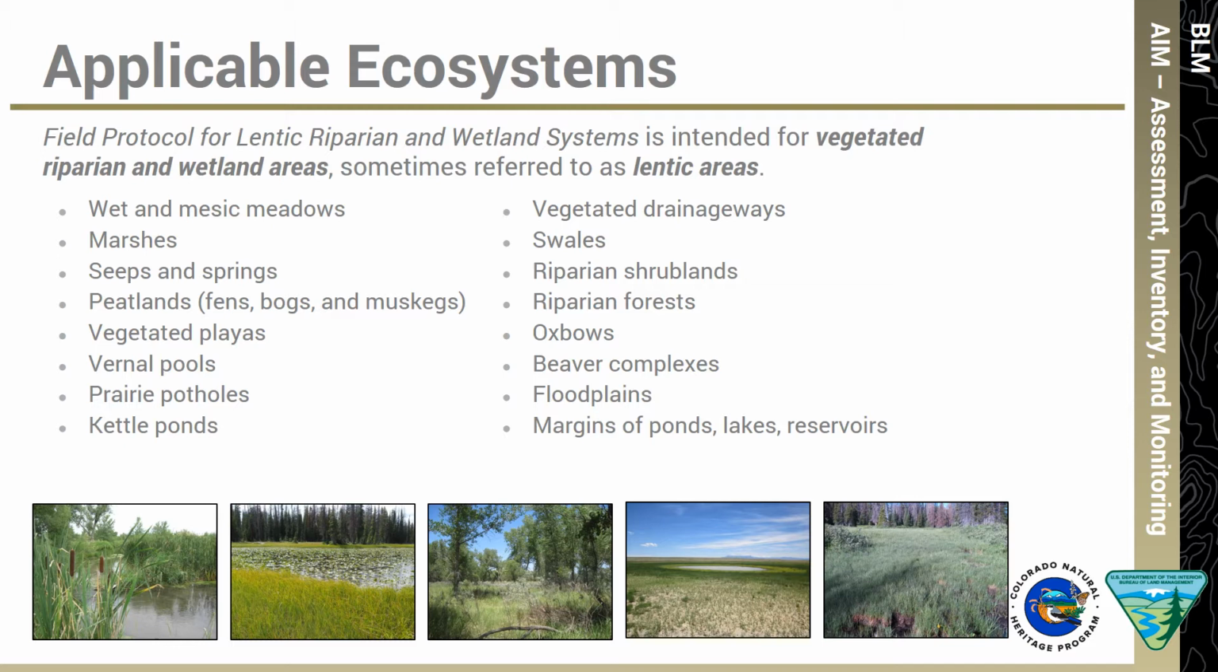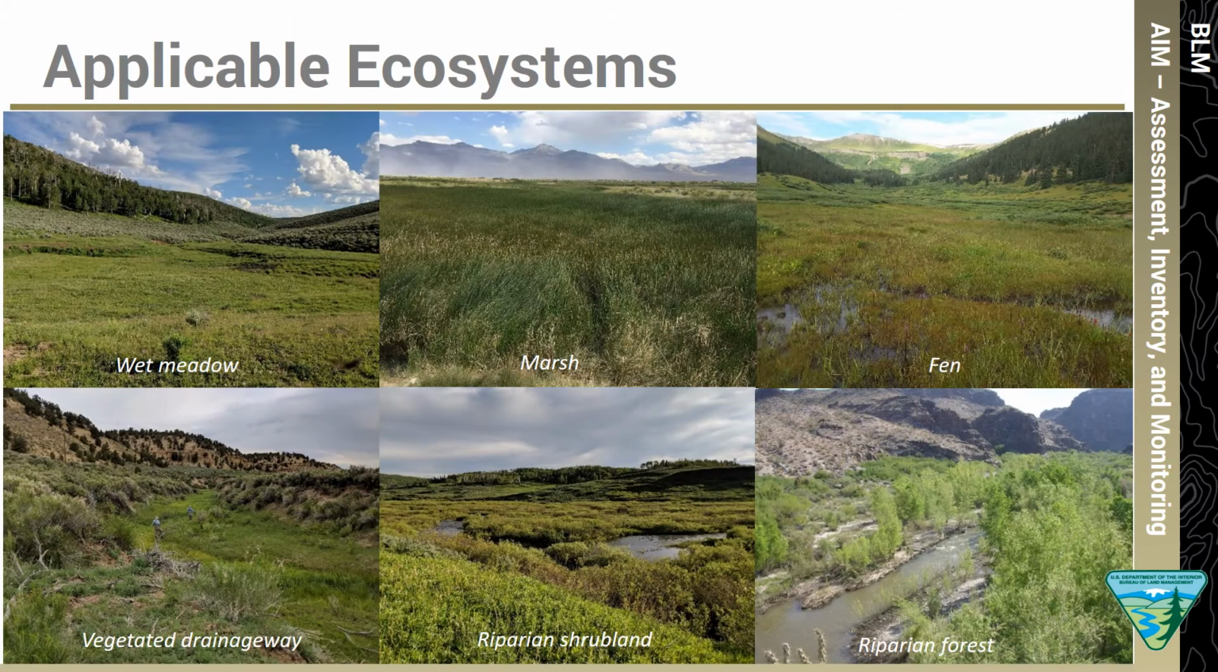There are three critical concepts included in the definition of applicable ecosystems. That is riparian areas, wetlands, and lentic areas. Those will be explored further in a separate presentation. This slide illustrates some of the more common types of riparian and wetland areas sampled with the protocol. The two types at the lower right can also be described as floodplains.